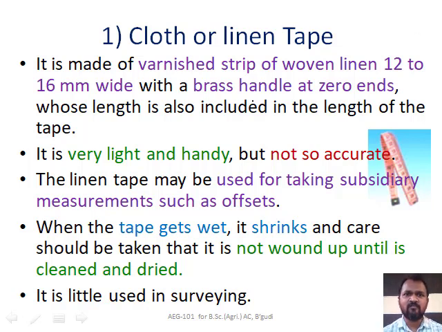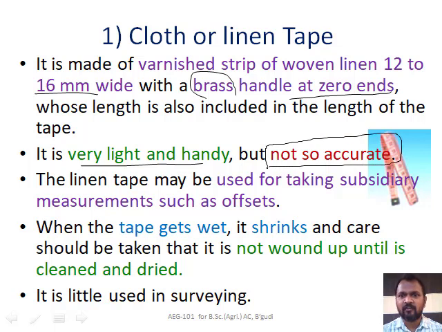Here, this type of tape is made up of a varnished strip of wool linen, 12 to 16 mm wide, and the handle which we are using is made of brass material at both ends. You can see here it is very light and handy, but it is not so accurate. This linen tape is used for subsidiary measurements such as offsets.